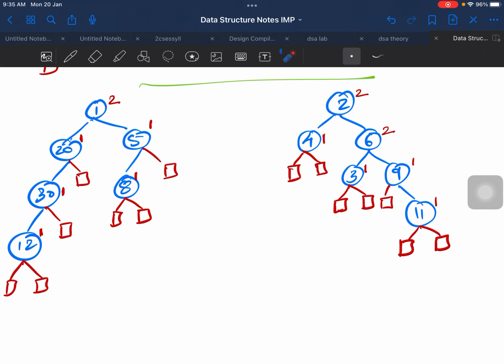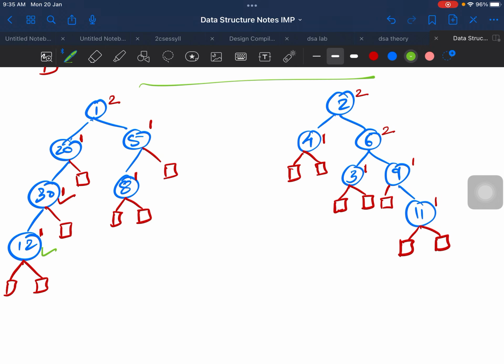1 is greater than or equal to 0. That's why this is a valid node. This is a valid node. Okay, this is a valid node. Now come to 20. So this is already a valid node. Okay, now come to 20.